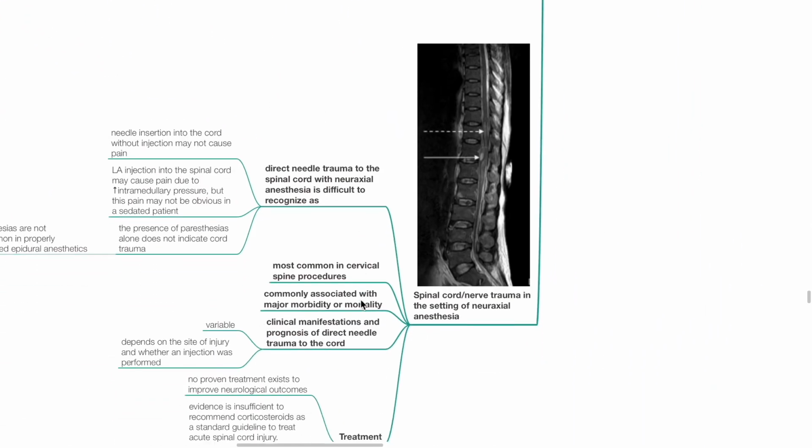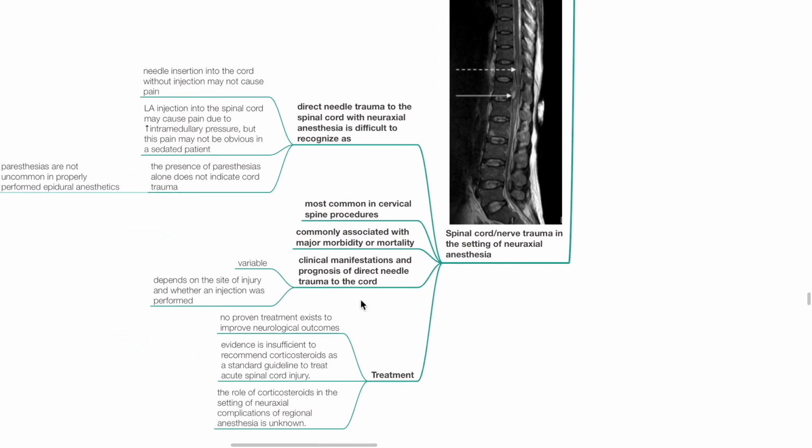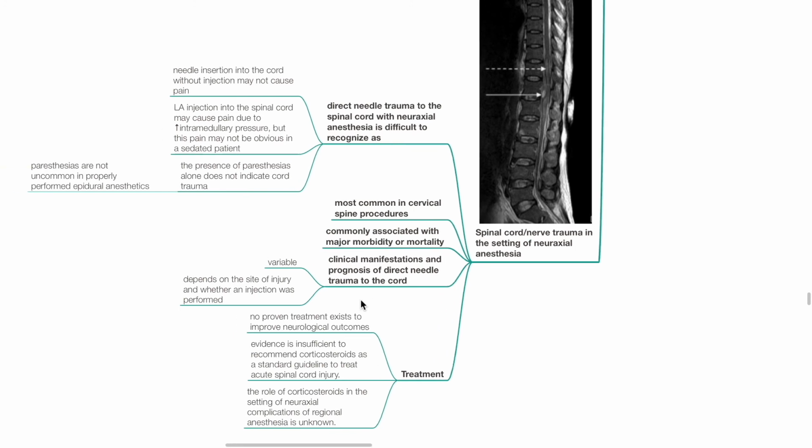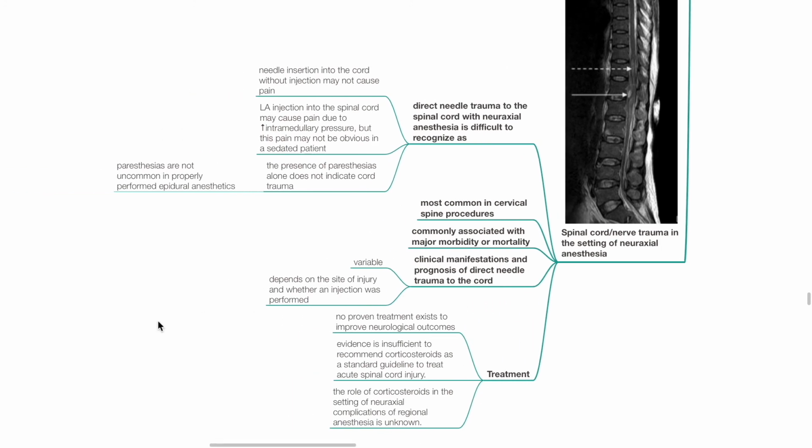Spinal cord and nerve trauma in the setting of neuraxial anesthesia. Direct needle trauma to the spinal cord with neuraxial anesthesia is difficult to recognize, as needle insertion into the cord without injection may not cause pain. LA injection into the spinal cord may cause pain due to increased intramedullary pressure, but this pain may not be obvious in a sedated patient.